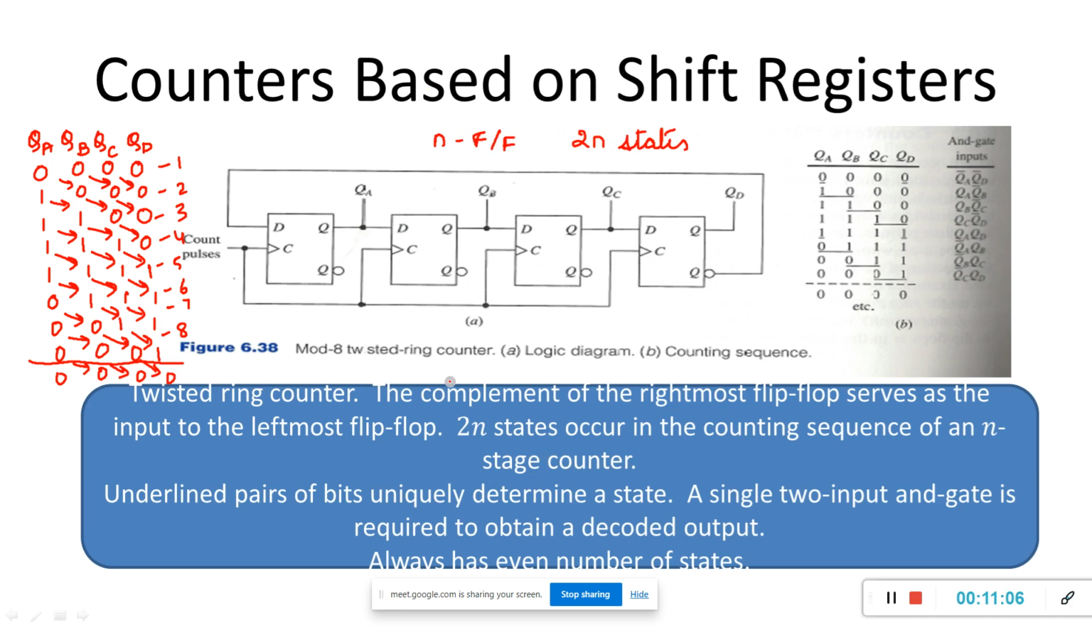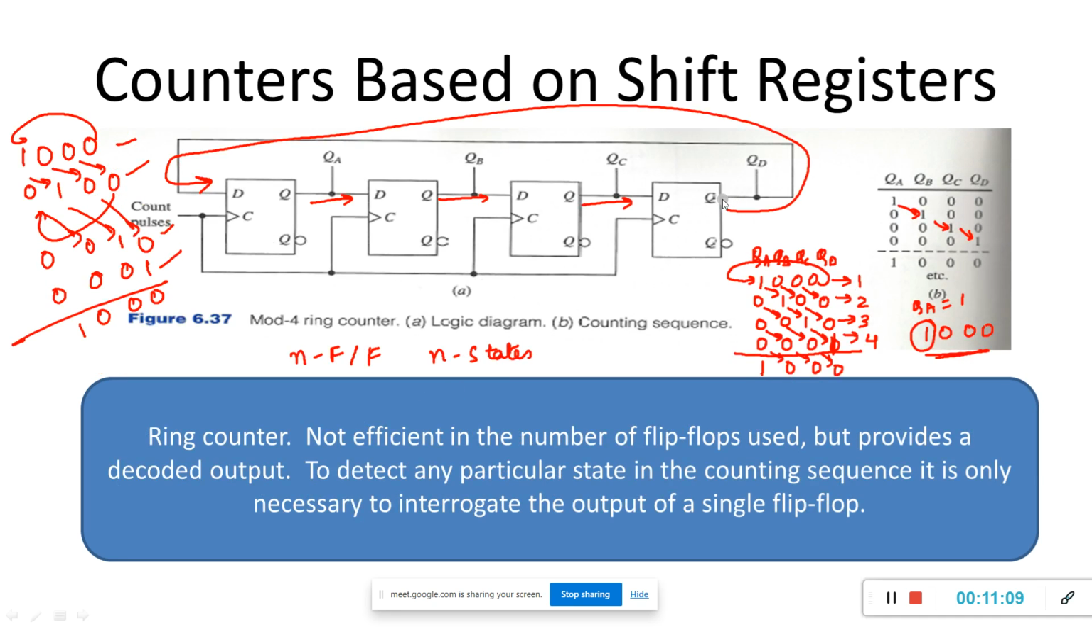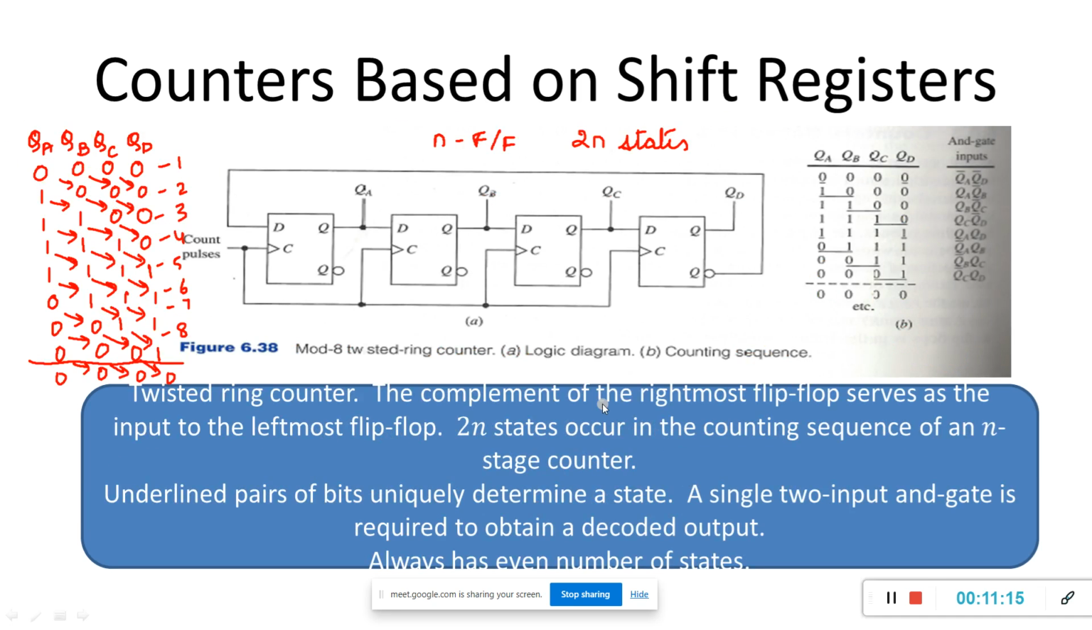In a ring counter, what happened? I'll show you the slide. In the ring counter, we connected QD directly as an input to the D. Whereas in the twisted ring counter, instead we have connected QD bar. This is the only difference. In a ring counter, for n flip-flops, we had n states generated, whereas in a twisted ring counter, for n flip-flops, we are generating 2n states. If suppose in this counter we have 4 flip-flops, 2 into 4, we are getting 8 states, right?